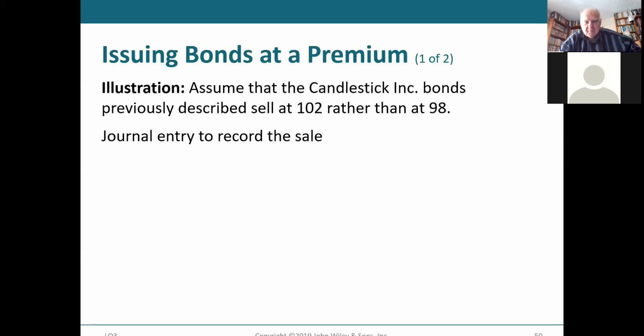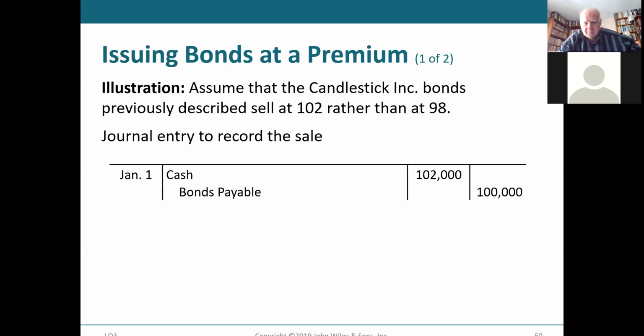So let's take a breath here. Candlestick Inc. issued bonds at 102. Now they're paying more than the interest rate that's in the market. So they're going to debit cash for 102 and show a premium as a credit for 2. I'm sorry, I was comparing 102 to 98. No, 102 to 100. Debit cash, credit bonds payable, credit premium on bonds payable.